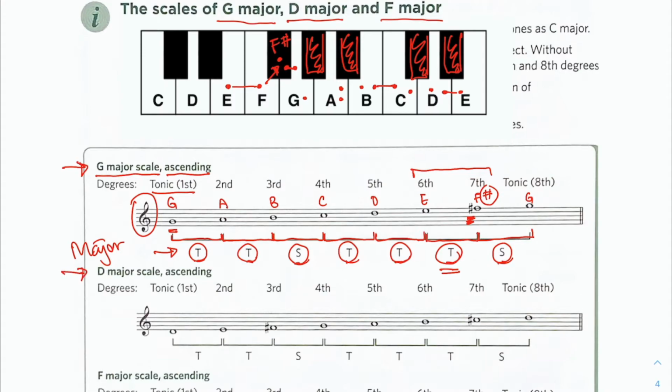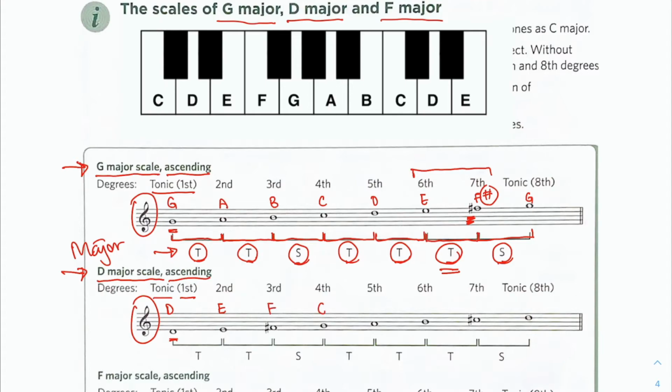Let's move on to D major scale ascending. Let me quickly erase all of these. We are in treble clef. In the scale of D major, the first note is a D, or the tonic is a D. So this is D, going up to E, F, G, A, B, C, and end on D. Now again, this is the formula or the pattern of a major scale, which is TTS, TTTS.